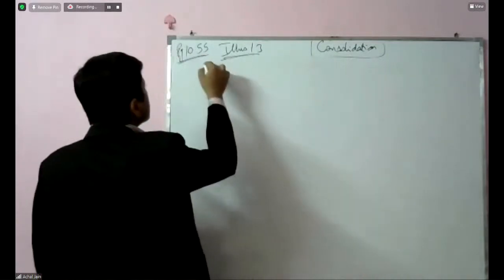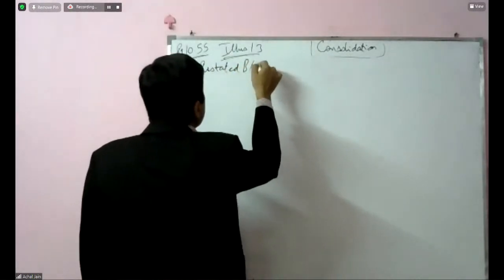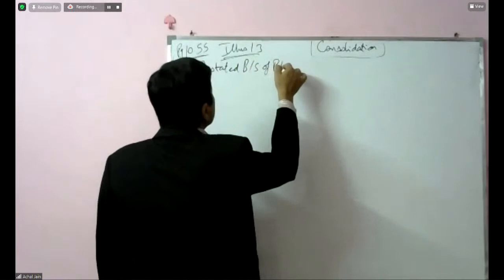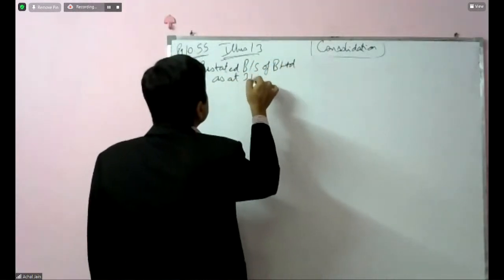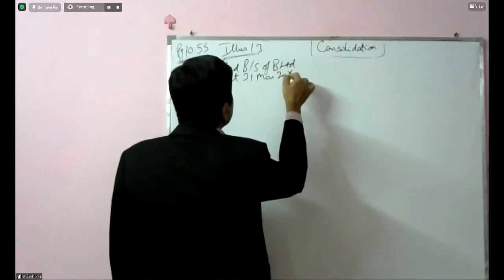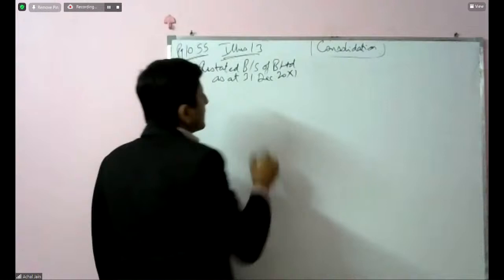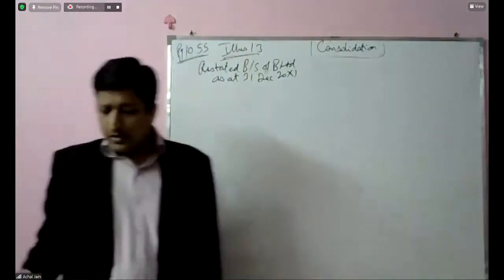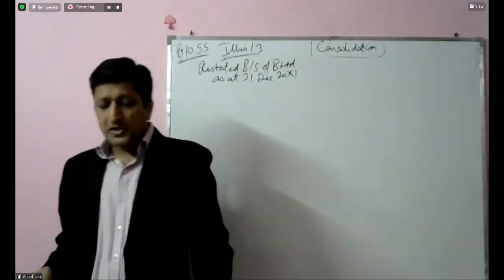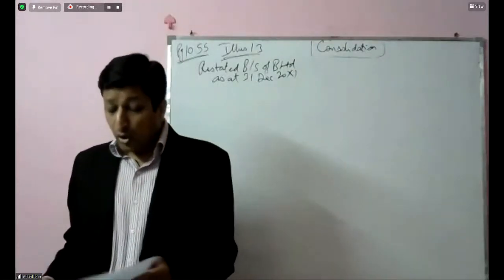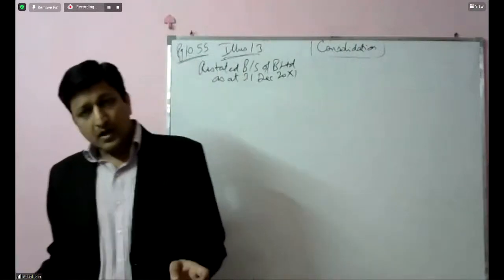So we'll say restated balance sheet of B Limited as at 31st December 2000 X1. And then we will bring in all the components of the balance sheet on the basis of the information which is given in the question. Correct?